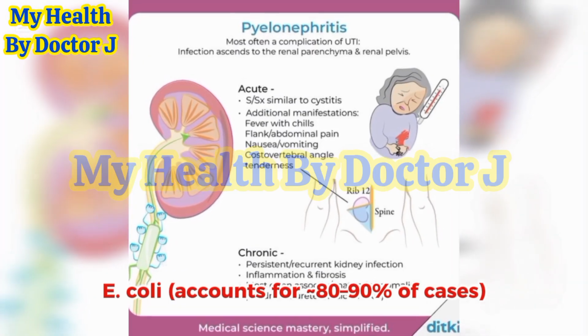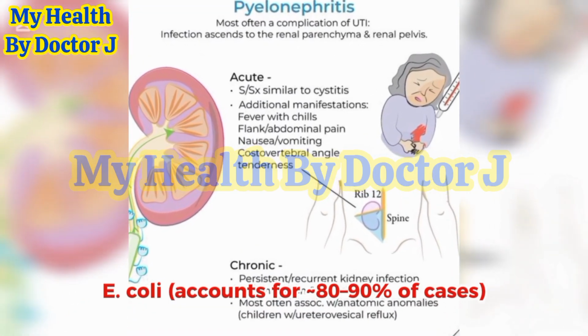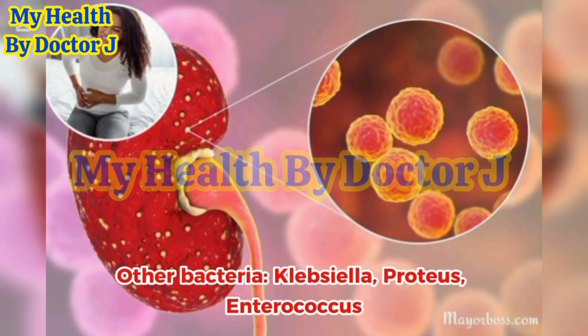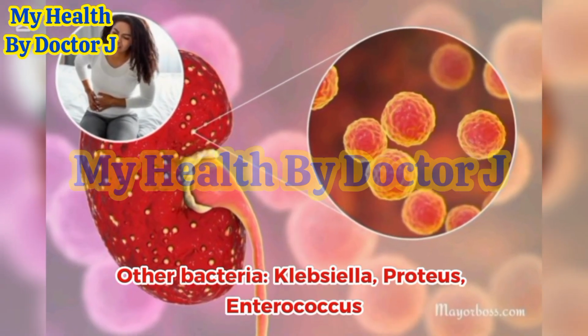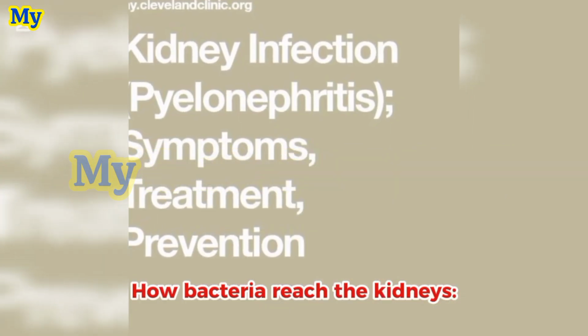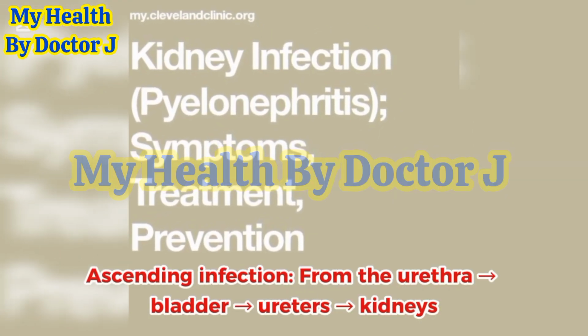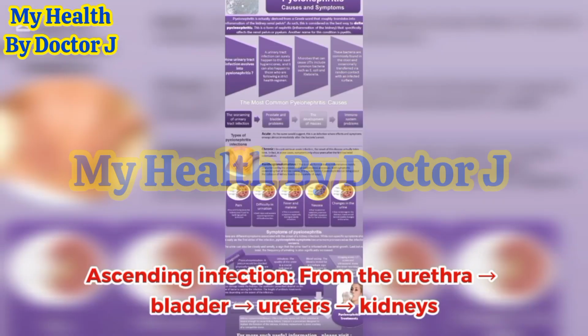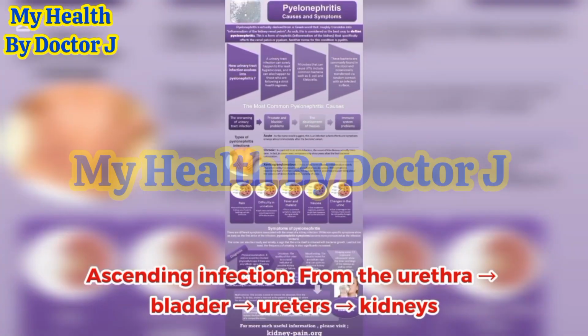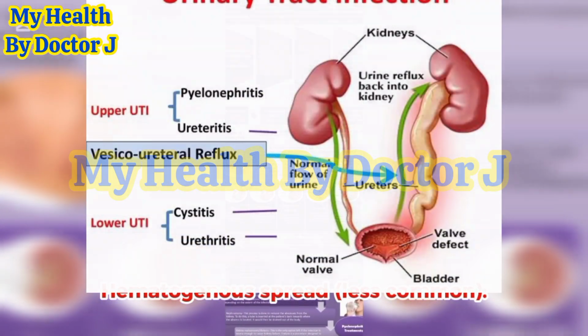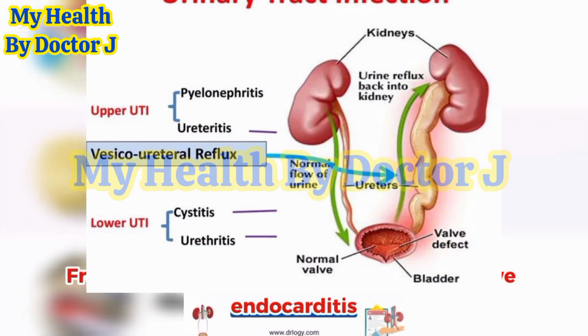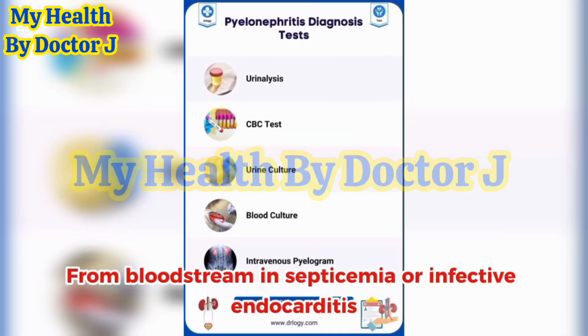2. Causes. The most common cause is bacterial infection, especially E. coli, which accounts for approximately 80 to 90% of cases. Other bacteria include Klebsiella, Proteus, and Enterococcus. How bacteria reach the kidneys: ascending infection from the urethra to the bladder, to the ureters, to the kidneys. Hematogenous spread is less common, from the bloodstream in septicemia or infective endocarditis.